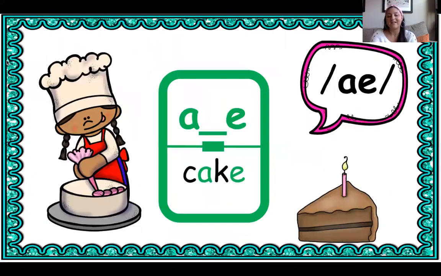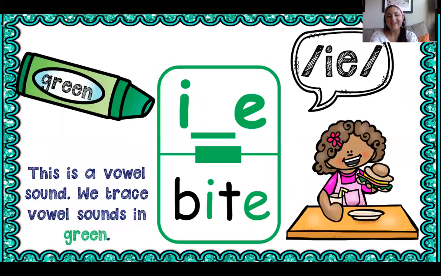Also has that sound. Next one is the A sound, like in the word cake. We see this with A, consonant E. I like to think of E as the magic E because he helps A say her name. Next one is I. Here we have bite. I, magic E for the word bite. Can you think of another one? I thought of the word bike. That also works.